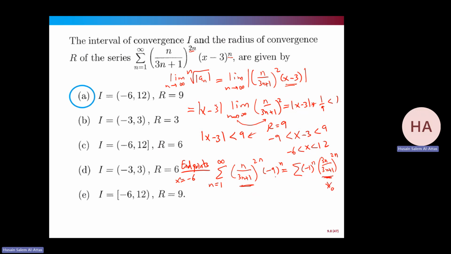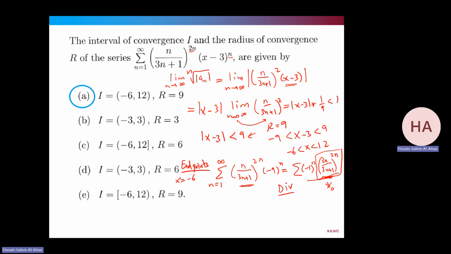So for sure, this series will diverge by the n-th term test for divergence, since the limit of this is not equal to 0. So for sure, the limit of this will not be 0.